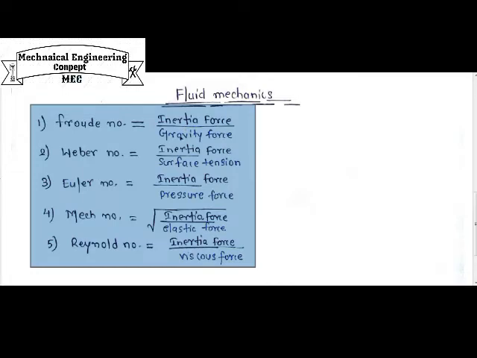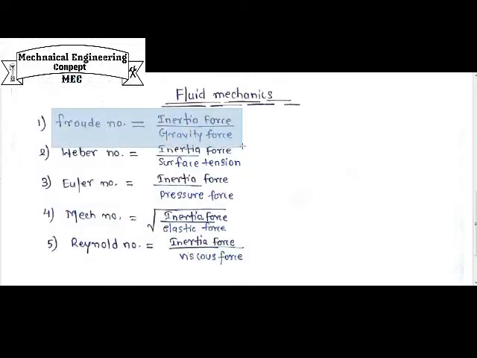Now the basic question is the denominator part. What comes in the denominator for each of the numbers? First I am considering the Froude number. Here the numerator is fixed, inertia force. The denominator is gravity force. How to remember? In Froude number, the denominator is the gravity force.